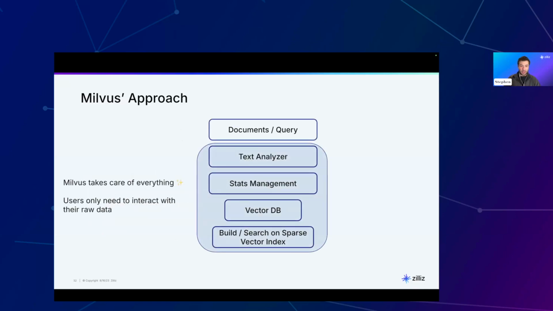And this is what it looks like now. So you just have your documents and your query. That's on the client side still. But everything else is done on the Milvus side. So the text analyzer is going to be done through Milvus, the stats again, vector database, obviously, and then the build and search on the sparse vector index. So now you just need to interact with your raw data. You don't need to interact with anything else.